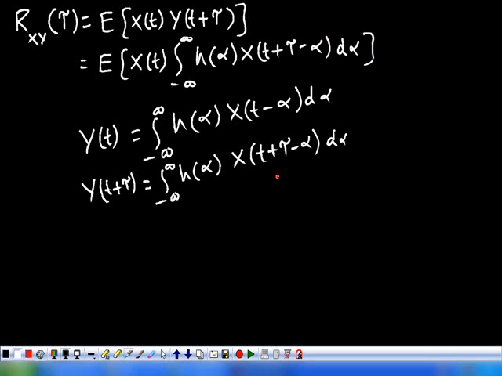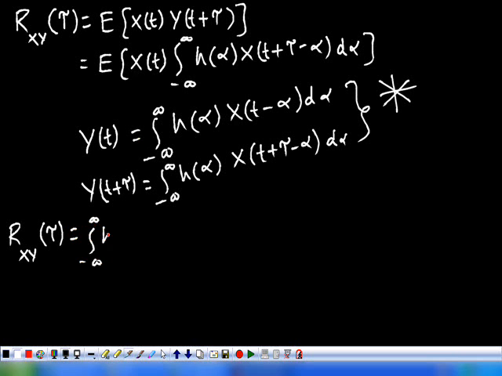Understood this? This step is important. We already know y of t; simply replace t with t plus tau, and we get y of t plus tau. So therefore, this Rxy of tau is equivalent to, changing the order of integration and expectation, the integral from minus infinity to plus infinity of h of alpha, times the expectation of x of t and x of t minus alpha.